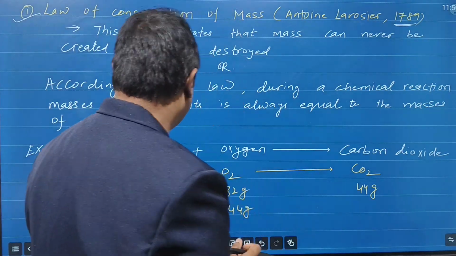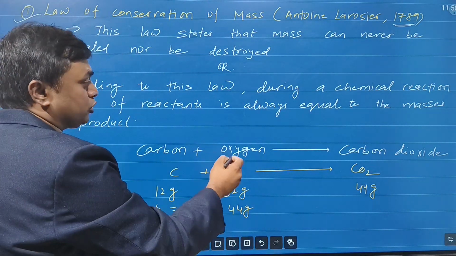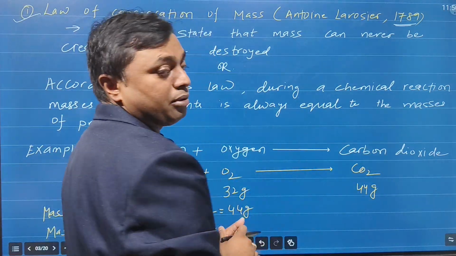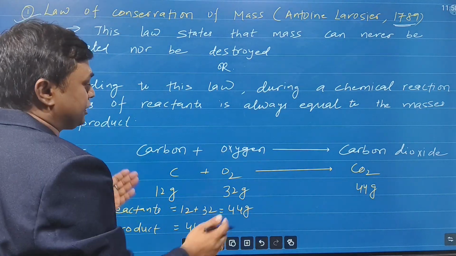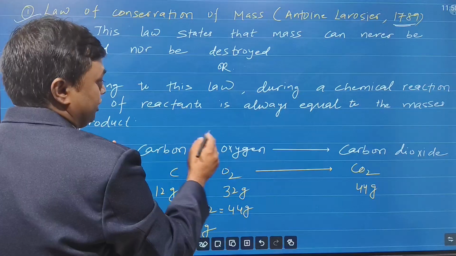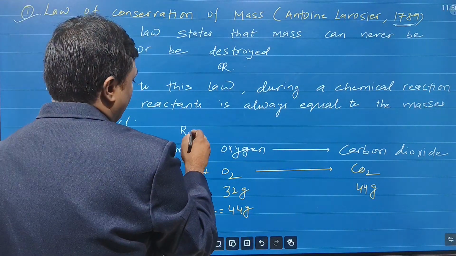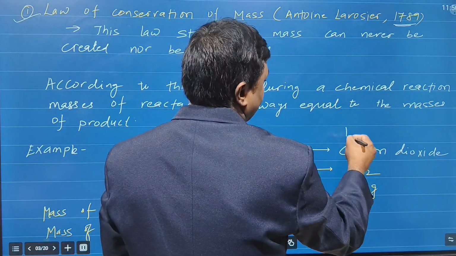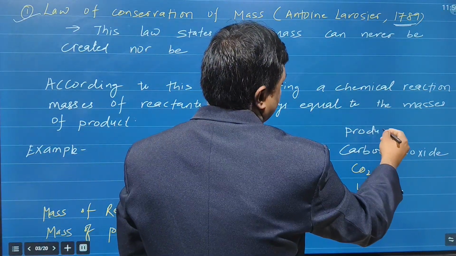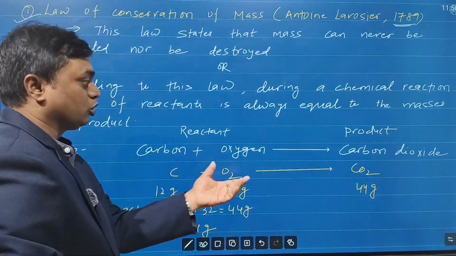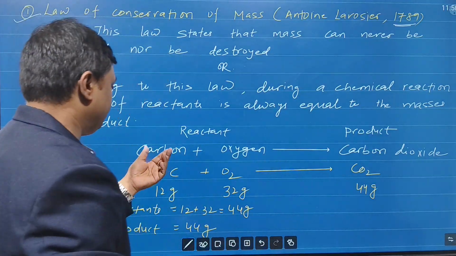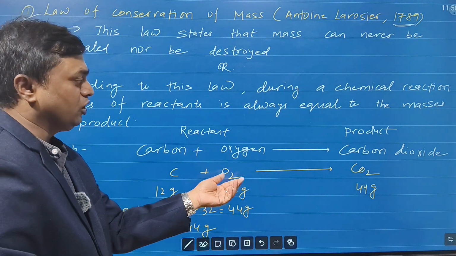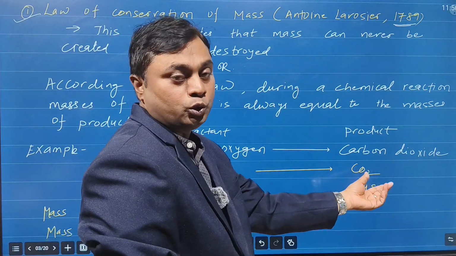So you can see one equation I have taken. Carbon plus oxygen gives rise to carbon dioxide. The substances which combine, on the left hand side of this arrow mark, they are called as reactant. Right hand side is what? A product. So carbon plus oxygen gives you carbon dioxide. What is the symbol of carbon? C. Oxygen O2, carbon dioxide CO2.